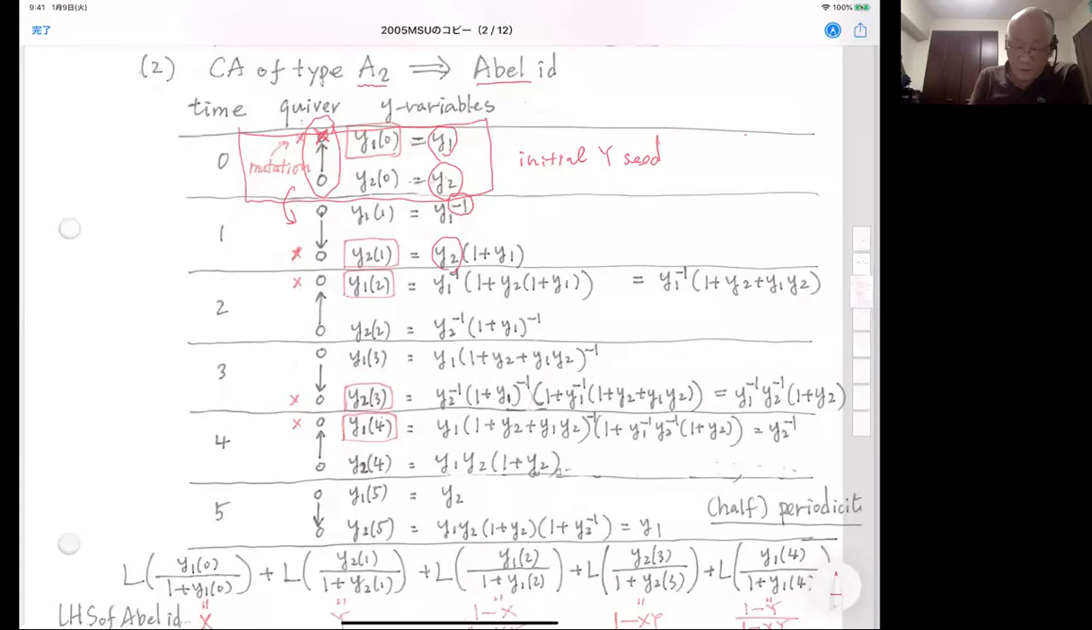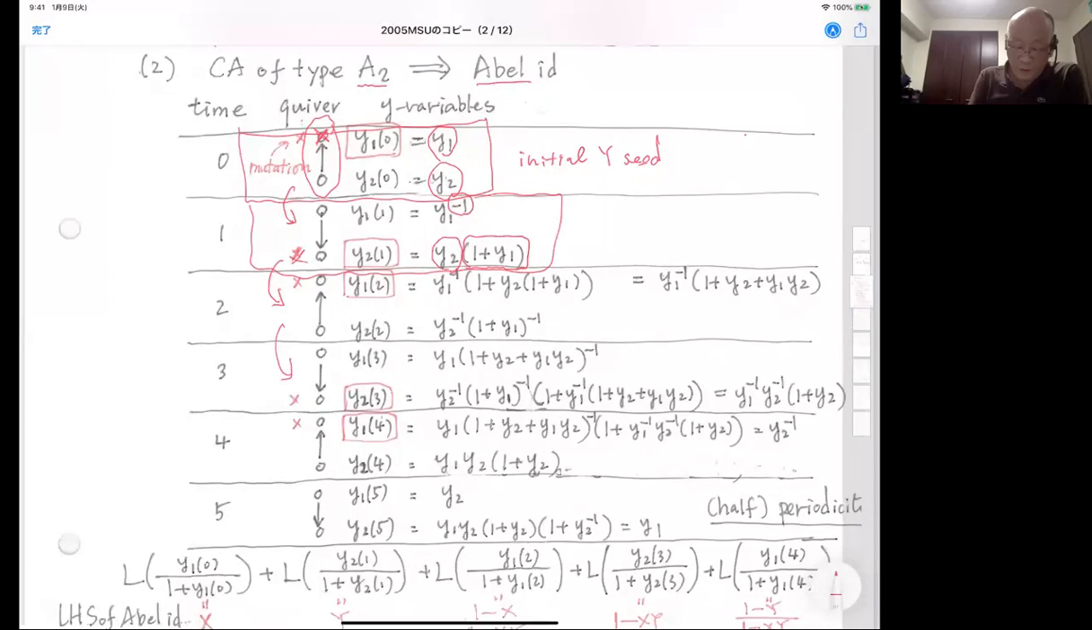So this is a rule. And once you get this one, then you make a mutation to the next one by making another vertices. And the quiver is again interchanged, and it continues like this. And the Y variable is also mutated by exactly the same rule. So for example, if you make a mutation here, first of all, this one is just inverted, like this.